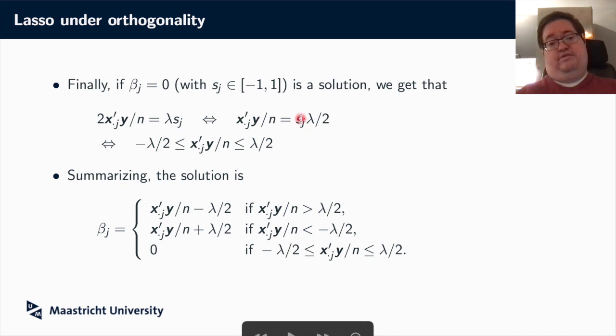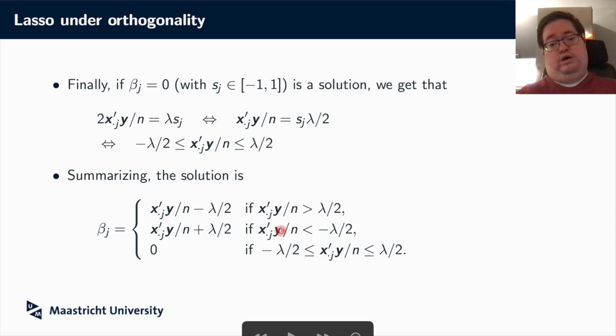Well, the largest value this can take is of course lambda over 2. The smallest value it can take is minus lambda over 2. And if sj is 1, you get lambda over 2, sj is minus 1, you get minus lambda over 2, which means that xj prime y over n should be in between lambda over 2 and minus lambda over 2. So if this is the case, then beta j equal to 0 is a solution. So if we put all the three cases together, if xj prime y over n is large enough, we would get a positive solution, and the solution has this form, right? This is exactly the first order condition.